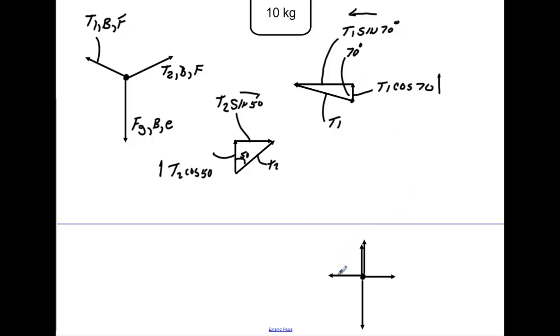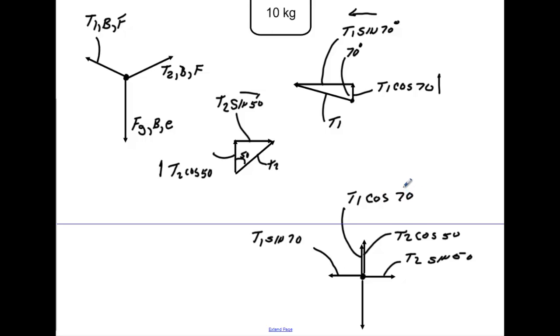I got, this will be T1, the sine is 70. This will be T2, sine of 50. We'll let this one be T2 cosine 50. This one here be T1 cosine 70. I've taken every one of these components that I created or showed from my triangles up here, and I'm bringing them back into this new force diagram or free body diagram, and this would be your force of gravity coming down here.